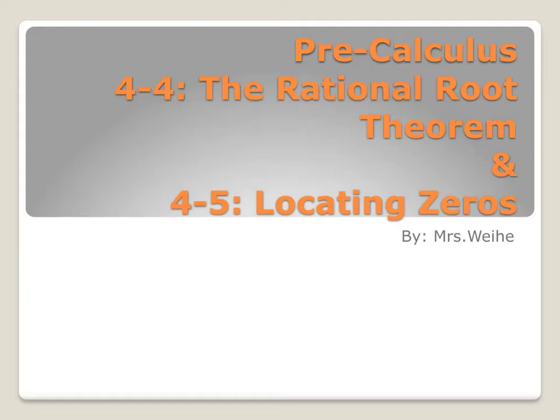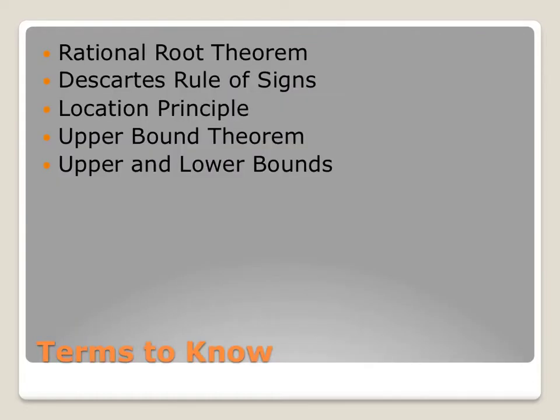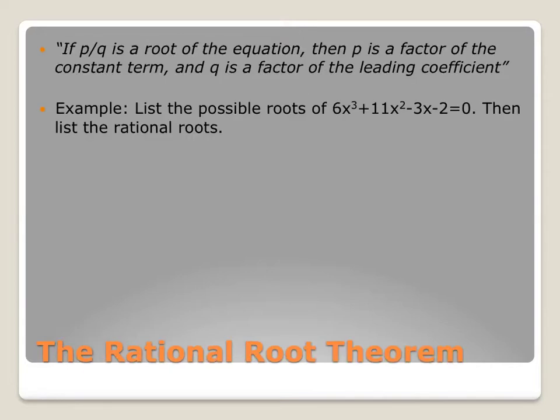Today we're actually going to combine two different lessons. We're going to combine our 4.4 lesson, which is about the rational root theorem, with 4.5, which is locating zeros. Some of the terms to know, you probably want to jot this down, that you might hear again or they might sound a little bit familiar, are the rational root theorem, Descartes' rule of signs, the location principle, the upper bound theorem, and the upper and lower bounds.